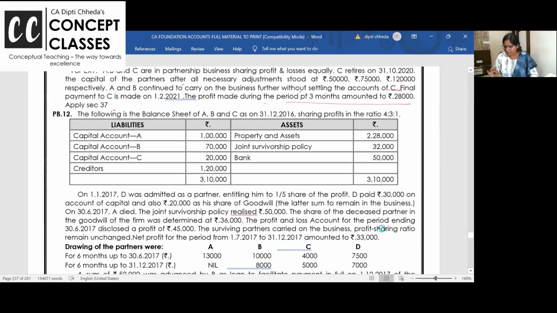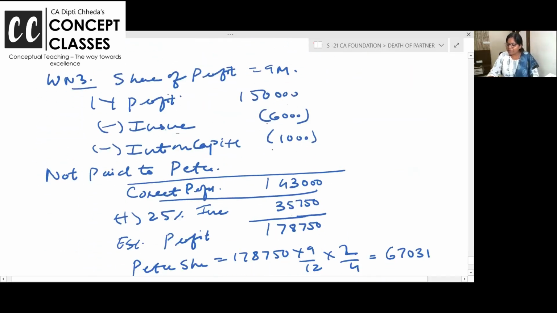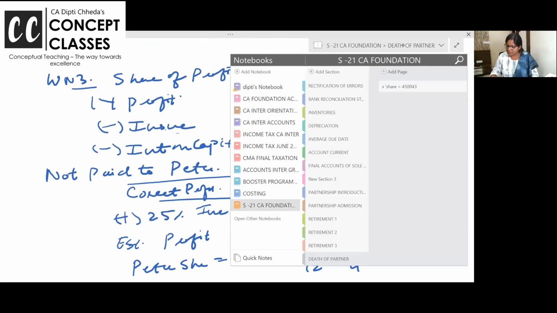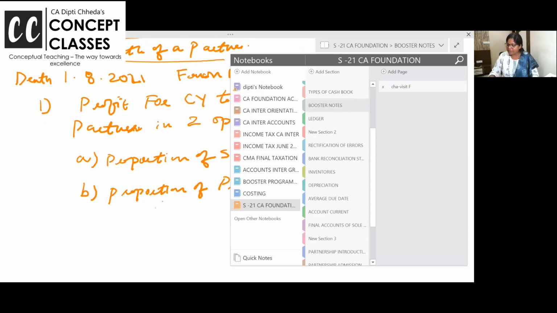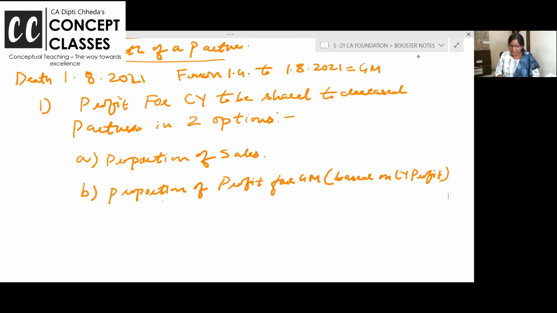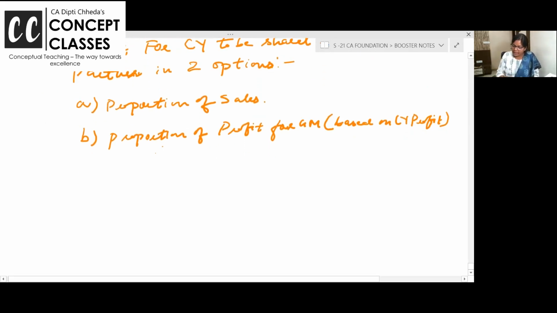The 12th and 13th problems we are not doing. They are full-fledged problems of section 37. In the old syllabus it is there. I'll do it later. For now, get into the concept. And please write this in the booster notes. Go to the booster notes and write what you have written for death of a partner, how profit has to be given, proportionate. Let's do one thing, first we will write JLP.